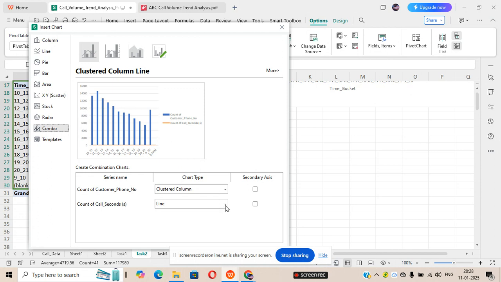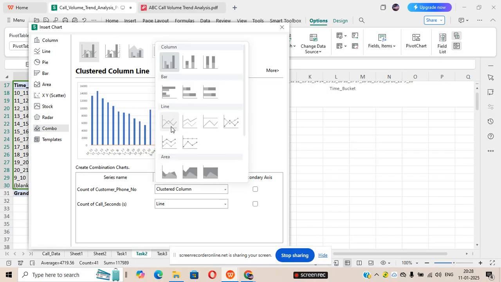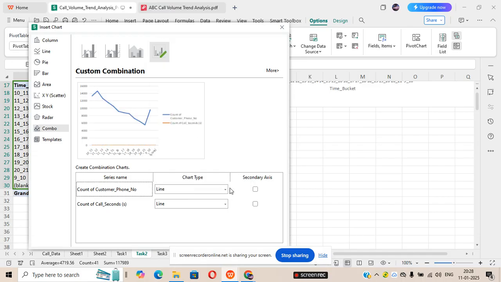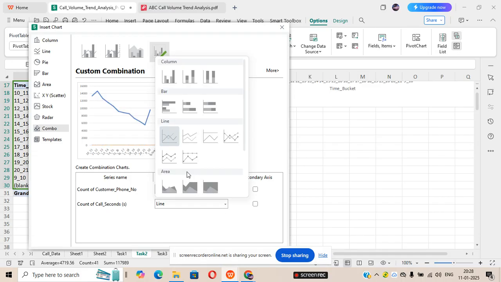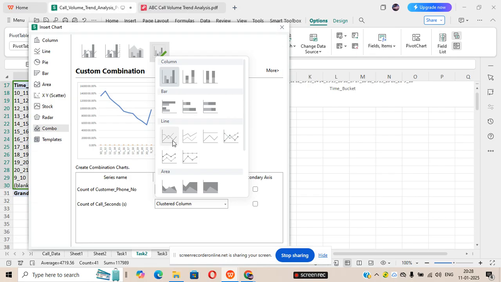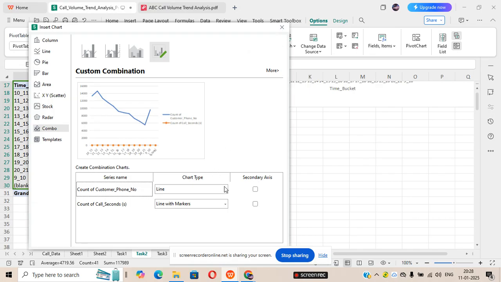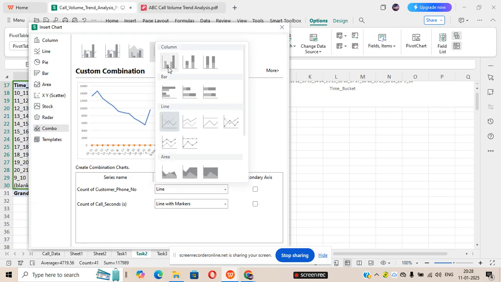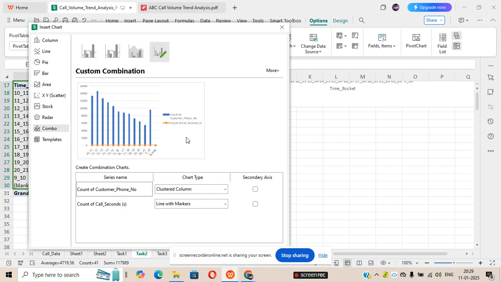We can change it anyone to line. I will change column phone number as line and call seconds to column. Others, call seconds to line with marker, and this as column.